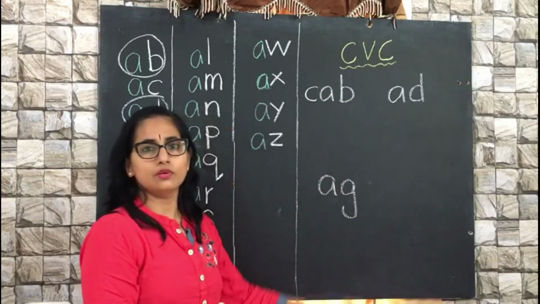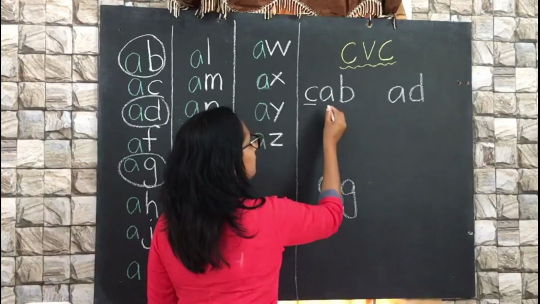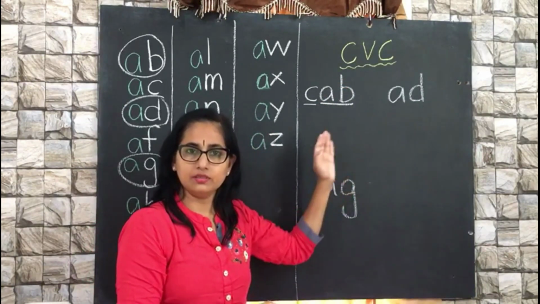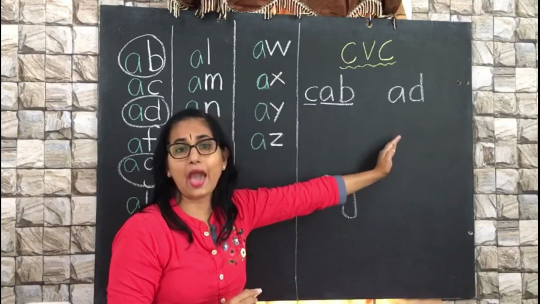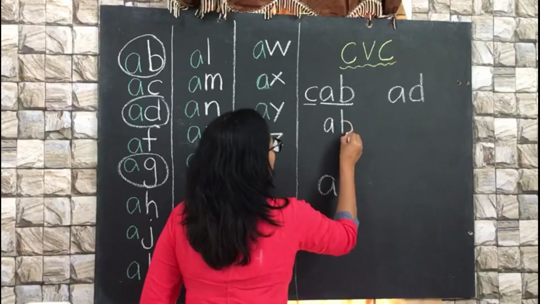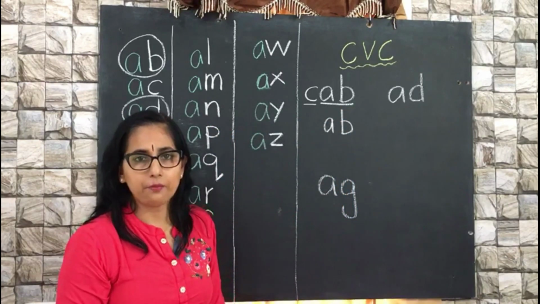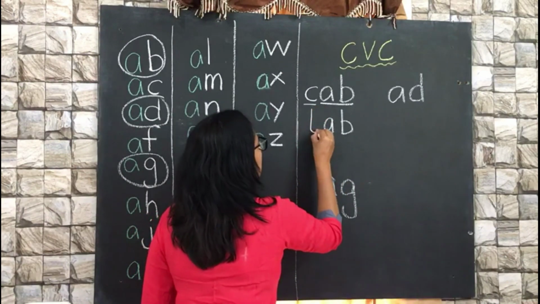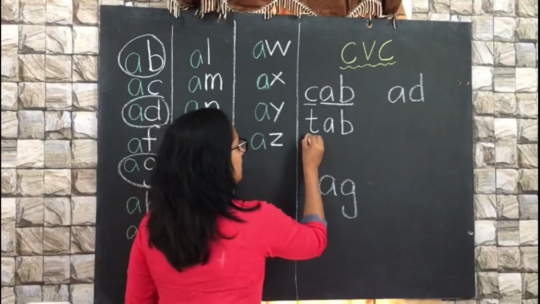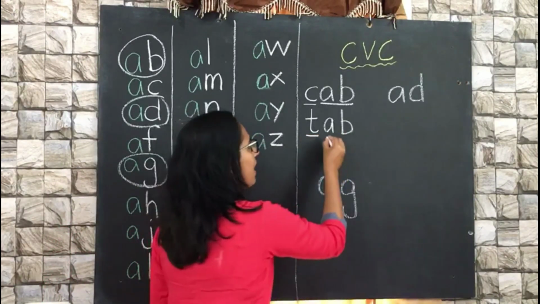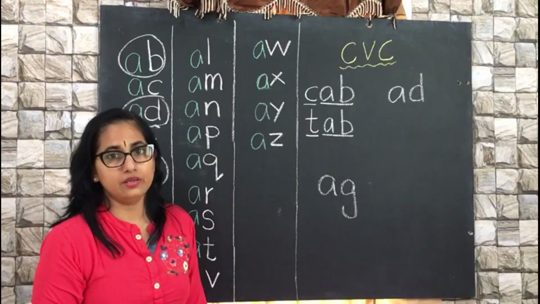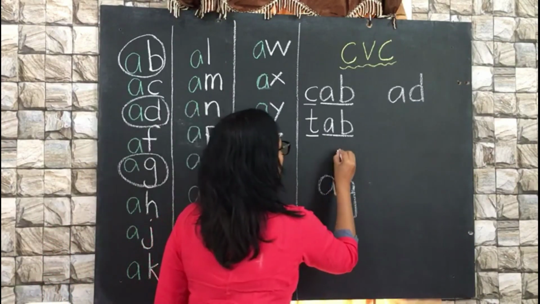Now I'm going to join a consonant along with this. K. Now separate it. K and ab together. K, ab, cab. The same way again, you can write the same, ab, and ask your child to repeat. Now join another consonant. This is t. Just underline it, t separately and ab together. T, ab, tab. One more example.